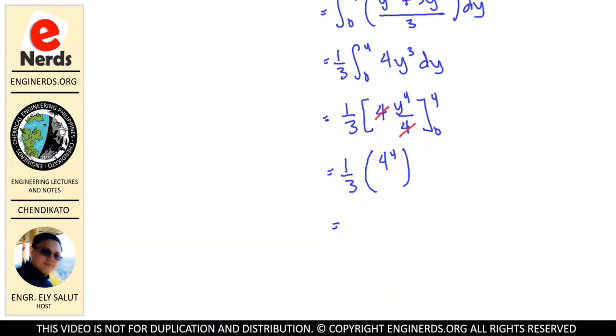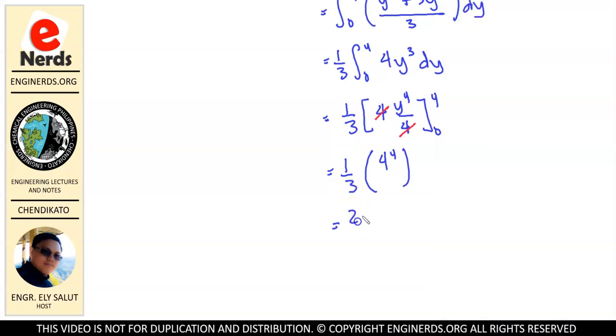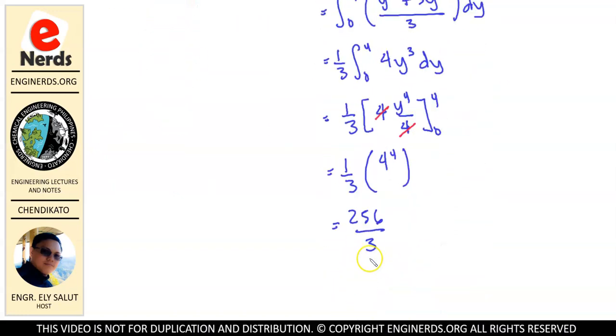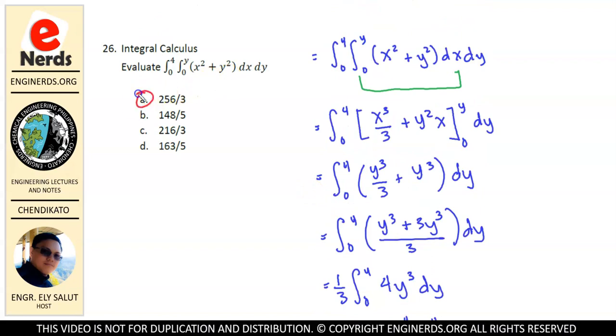Ano ba yung 4 to the 4th? Let us use our calculator. 4 to the 4th. Okay? Which is 256, no? So we have 256 over 3. Right? So, makikita natin, nandito na siya sa choice, no? Kaya hindi na natin si-simplify pa. It's already present sa choices natin. So, 256 over 3, which is letter A, sa ating problem number 26. Alright, so now let's go to problem number 27.